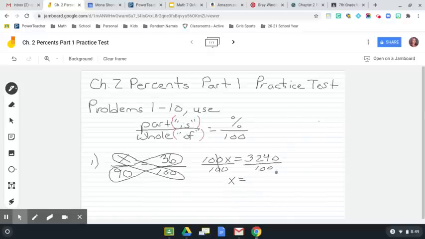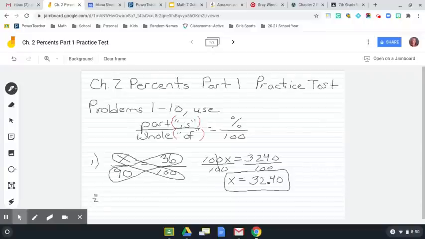X equals 3,240 divided by 100. When you divide by 100, it moves the decimal 2 places to the left. So you would get 32.40, or 32.4. Final answer. So 32.4 is your missing part. 32.4 out of 90 is 36%. Okay, let's try another one together.